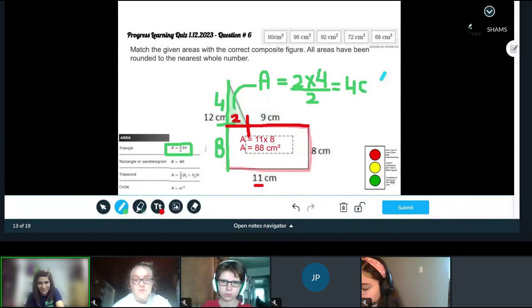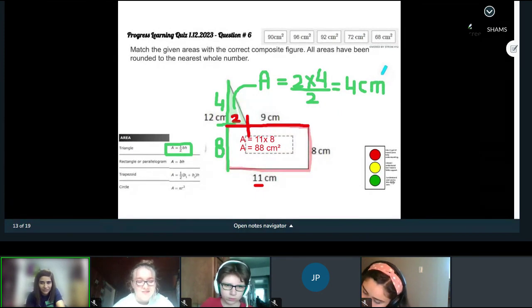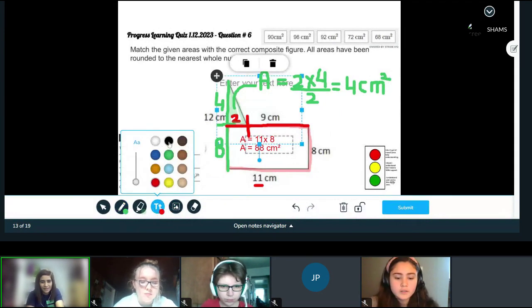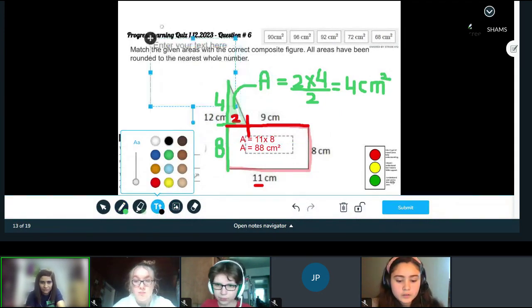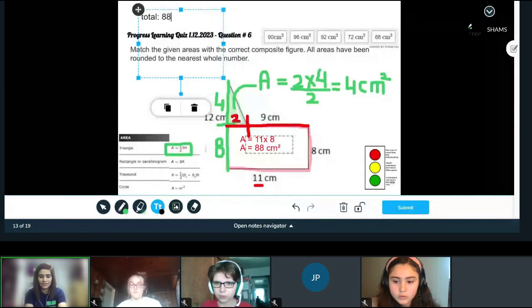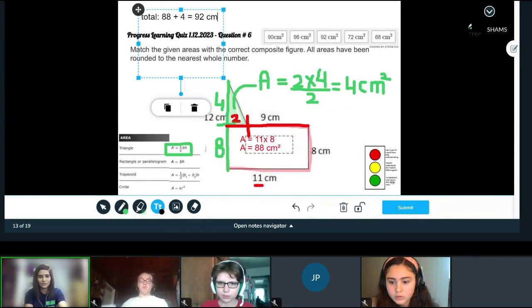Very good, Hiba, you fixed that. Then, to find the area of the composite figure, you will combine the two areas. So the rectangle is 88, and the triangle is 4. Find the total. I'll do 88 plus 4, that gives us 92 square centimeters.